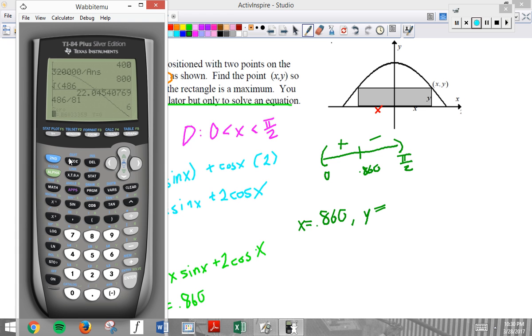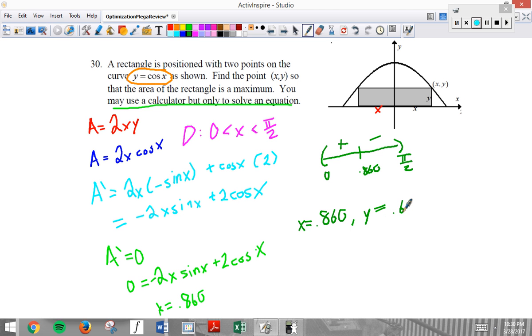Second, quit. Notice that under Ans is my value. And what do I want to do? Y equals the cosine of that. 0.652. You should write it as an ordered pair.